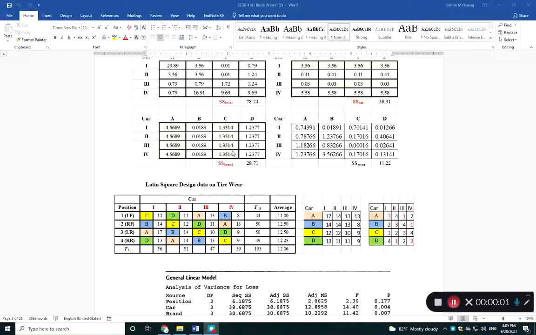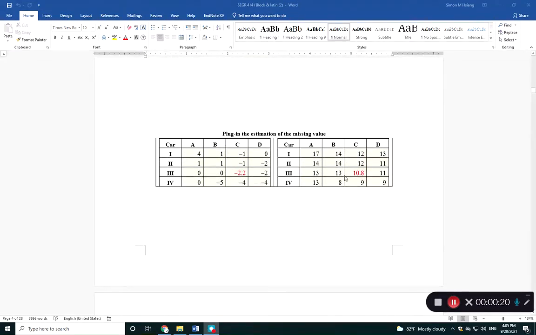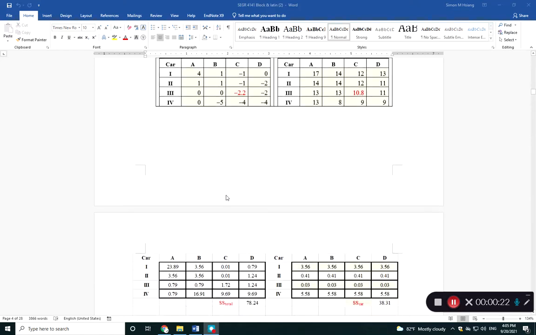Let's continue our Latin square. So if you consider the previous design, when we have blocking, it's almost like you repeat the data twice. First time you look at the car, and then second time you look at the tire.